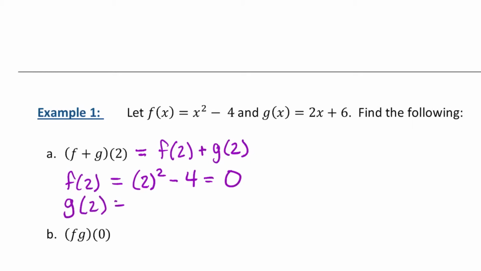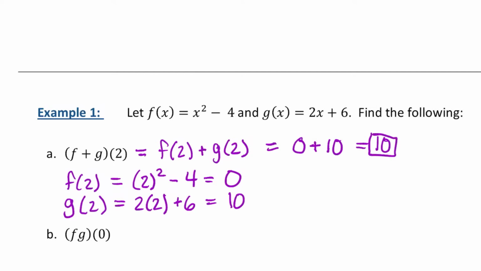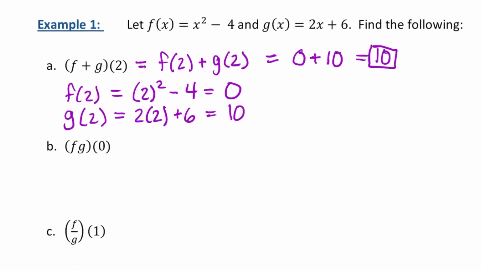I get 0. G of 2 is going to give me, let's see, 2 times 2 plus 6, it's going to give me 10. So f plus g of 2 is just 0 plus 10, or 10. So it's just basically a little different notation.